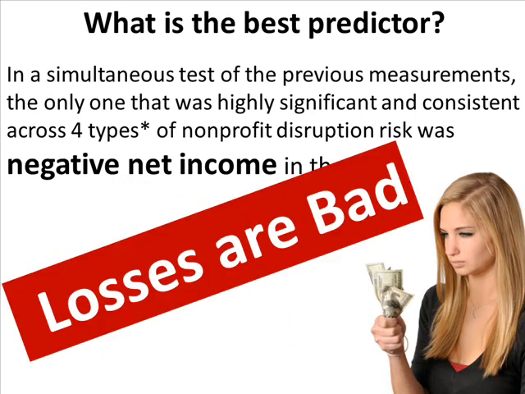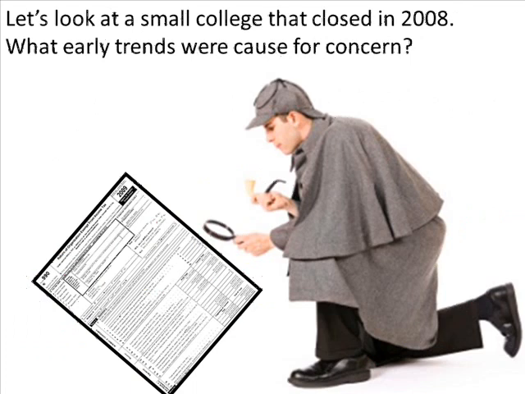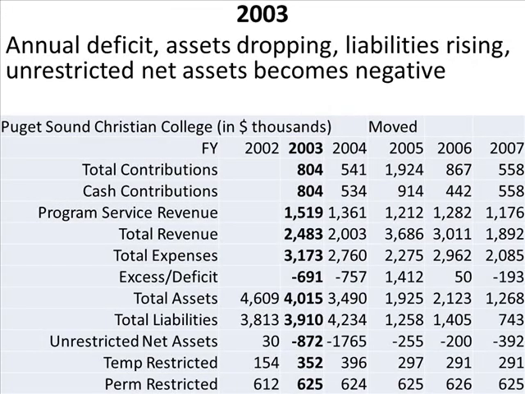So how do we translate this? Very simply, losses are bad, whether you're in the for-profit or nonprofit context. Let's look at a small college that closed in 2008 and see if we can find any early trends that were cause for concern. So in 2003, this organization had an annual deficit, dropping assets, liabilities rising, and unrestricted net assets went from positive to negative. These are all major warning signs that this organization, if it's not turned around quickly, is not long for this world.